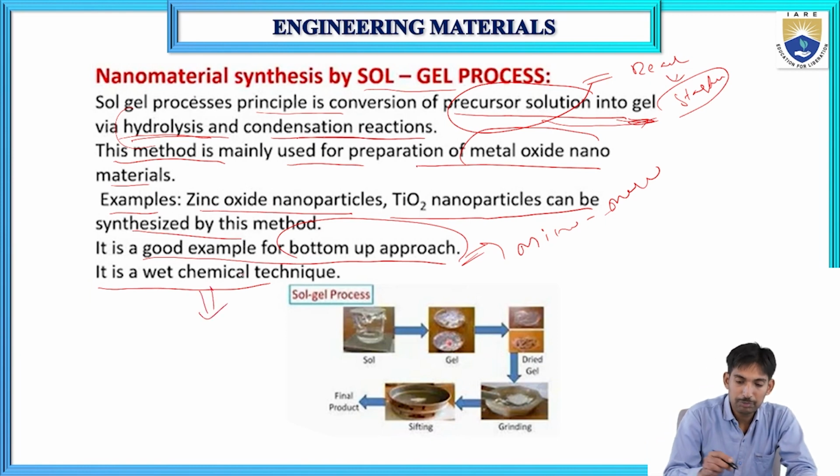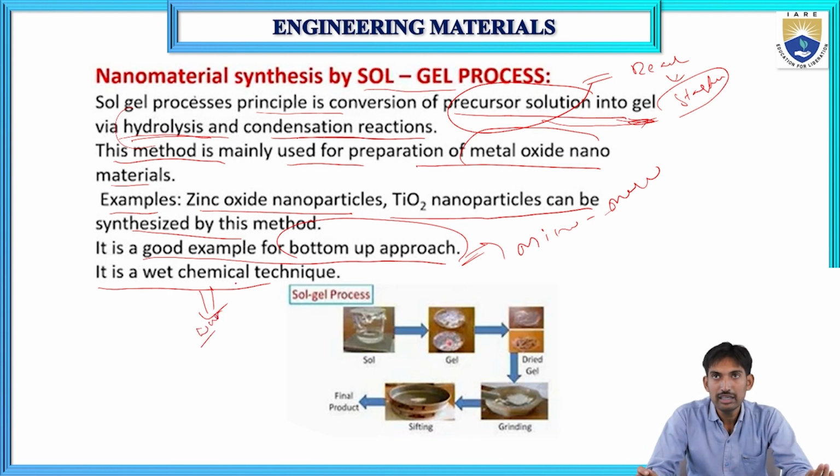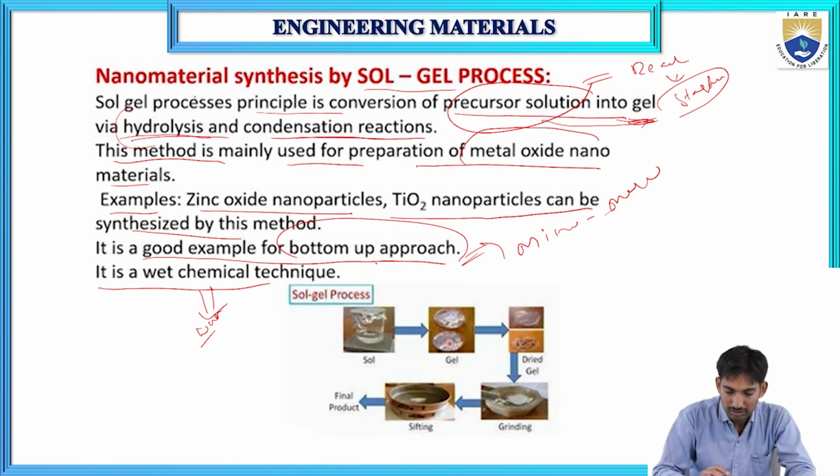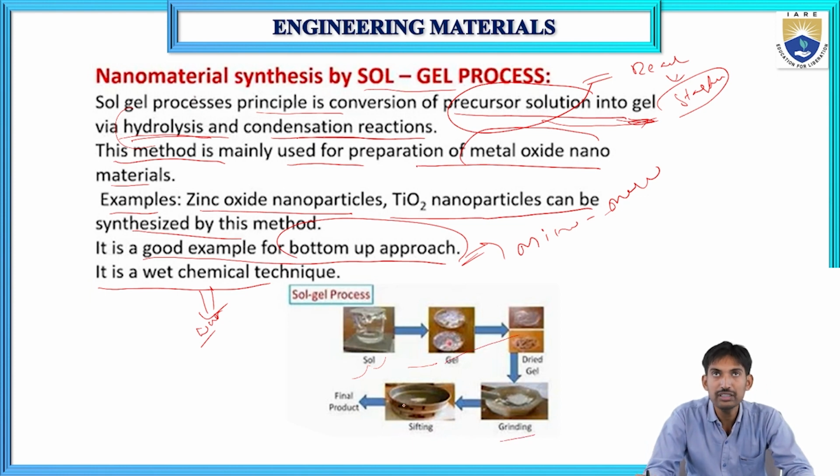For the preparation of the sol-gel process, we have to use water or solvents, so it is called a wet chemical technique. In the sol-gel process, first we convert the sol into a gel, then we dry the gel, then grinding, then sieving. The final product will be nanoparticles.